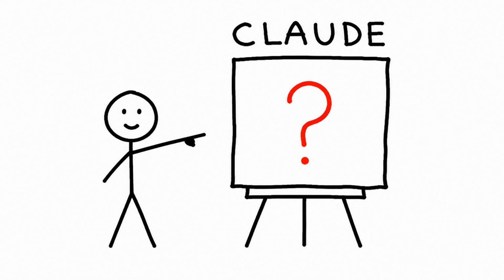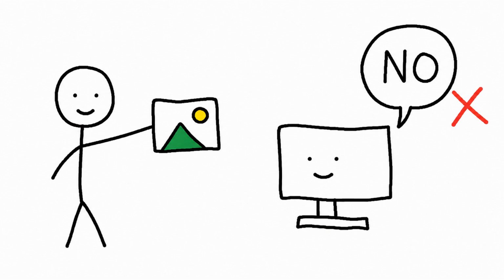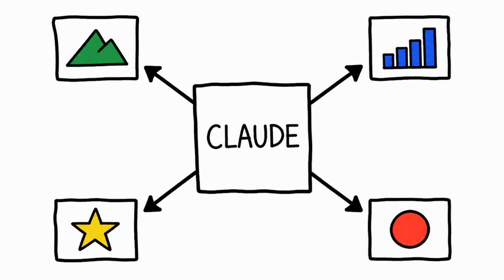Here is the thing nobody tells you about making images with Claude. Claude does not have an image generator. There is no hidden paintbrush. Ask it for a photograph and it will politely tell you it cannot do that. And yet, almost every visual my agency ships starts inside Claude.